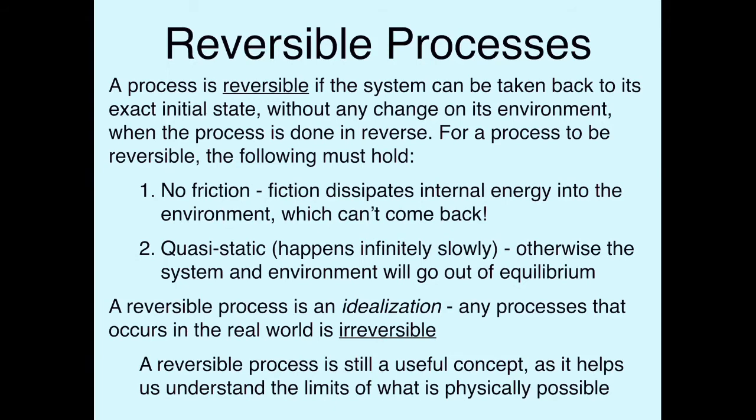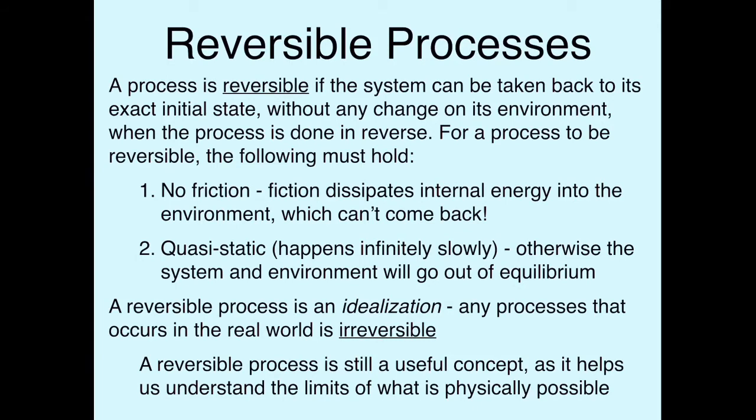Okay, so we'll go through some examples of this in a second, but to expand on that a little bit, for a process to be reversible, two things have to hold true. So number one, no friction. You can't have any friction at work in a reversible process because friction basically dissipates energy into the environment. And that energy can't come back just because you do the process backwards, okay? Once friction does work and dissipates energy to the environment, that energy is not coming back. So we say no friction.